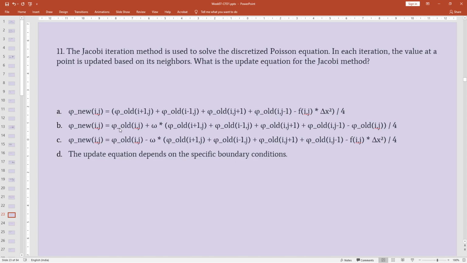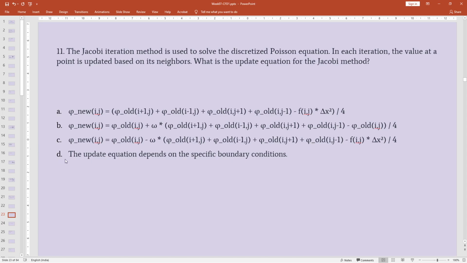Option B, phi new i j is equal to phi old i j plus omega into phi old i plus 1 comma j, phi old i minus 1 comma j, phi old i comma j plus 1 plus phi old i comma j minus 1 minus phi old i comma j, the whole divided by 4. The third option is, new phi i j is equal to old phi i j minus omega into old phi i plus 1 comma j plus old phi i minus 1 comma j plus old phi i comma j plus 1 plus old phi i comma j minus 1 minus f of i j times delta x square, all divided by 4.